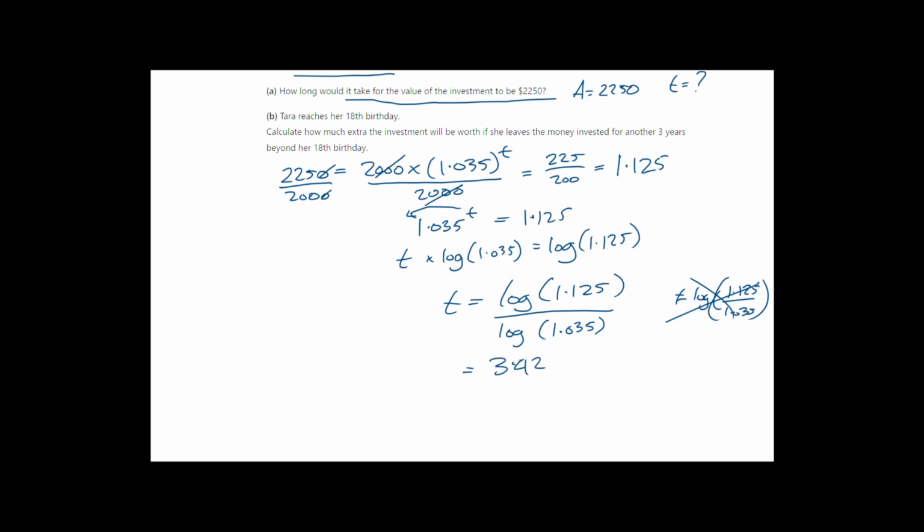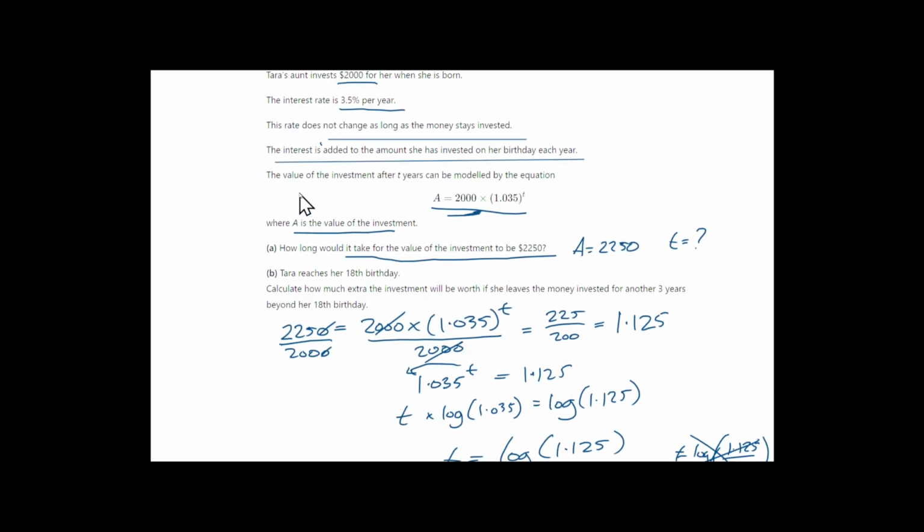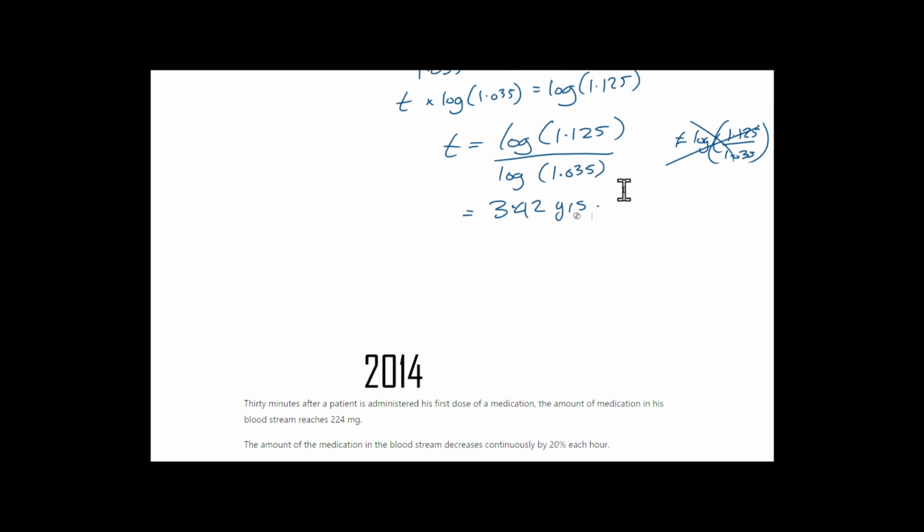It's about what, 5 months? Would that be the correct answer? Well, no, it's not going to be the correct answer, because it tells us that the interest is added to the amount she has invested on her birthday. So it's going to be during the 4th year. So you can't withdraw the money after 3.42 years. You have got to wait for the next birthday for it to roll over.